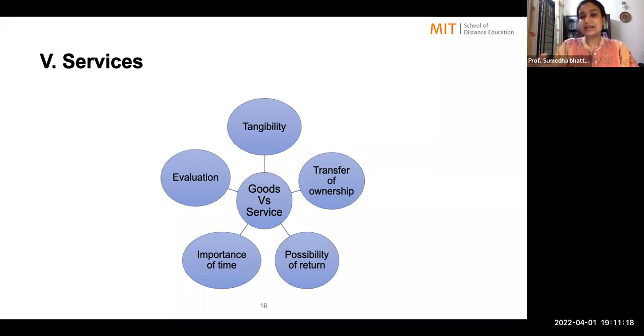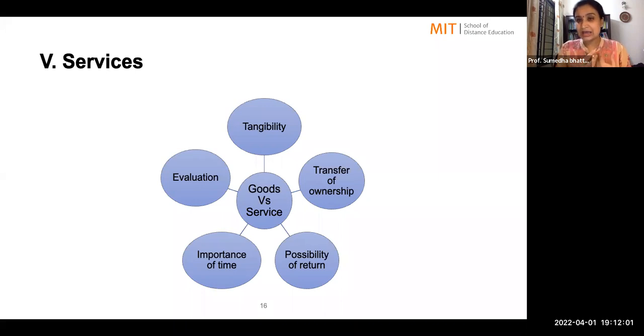Possibility of return: in case of goods, once it is sold, a tangible is getting transferred, and the consumption may take place later on. Therefore, it can be returned. In case of service, production and consumption take place at the same time. Therefore, you cannot return it. Importance of time: in case of services, the importance of time is more. For example, in case of health, time is more important than in any delivery of a good. Although time is important in both cases, in case of services, time holds more importance.